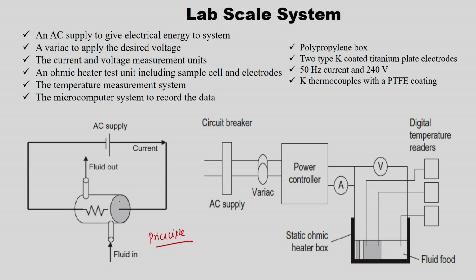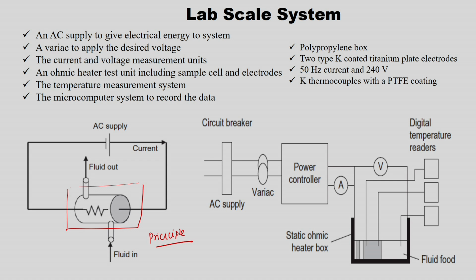So, here is your processing system. Fluid in is this one and fluid out is this one. AC supplies the voltage, so the current is flowing through the liquid material directly. Here is the lab scale system developed. I have given the reference in the last slide, where you can find these lab scale as well as pilot scale systems.